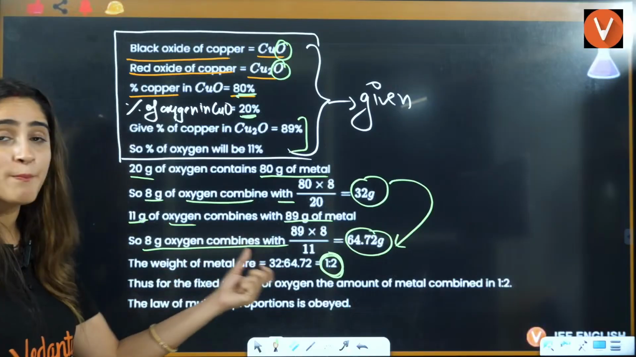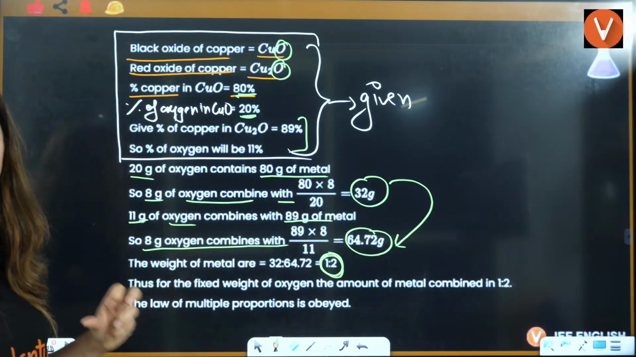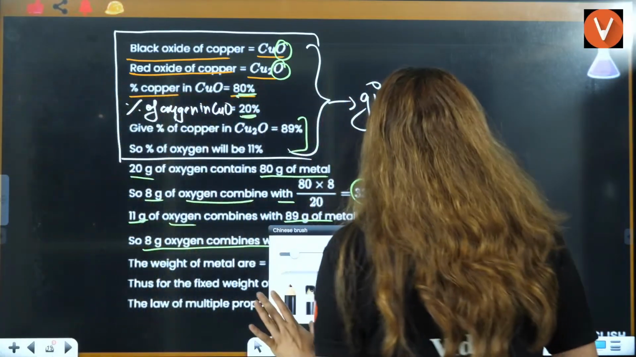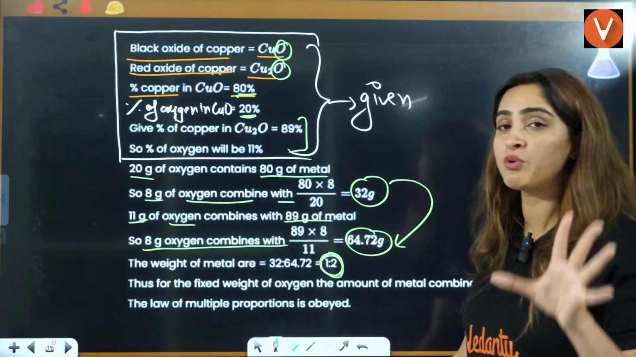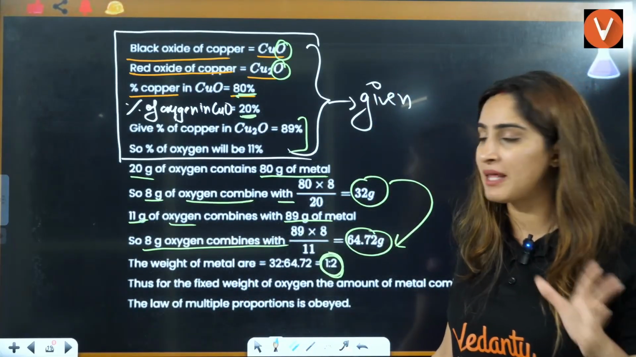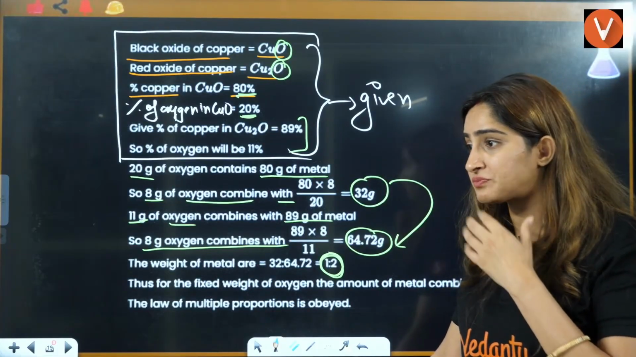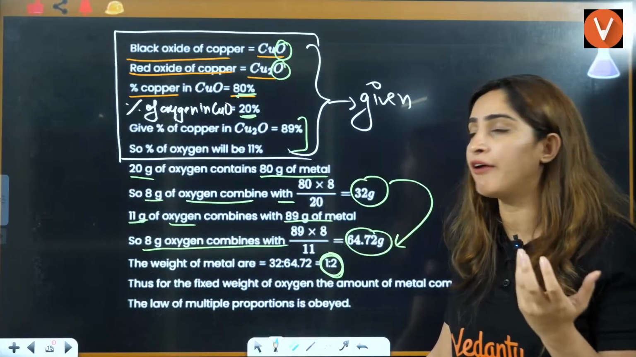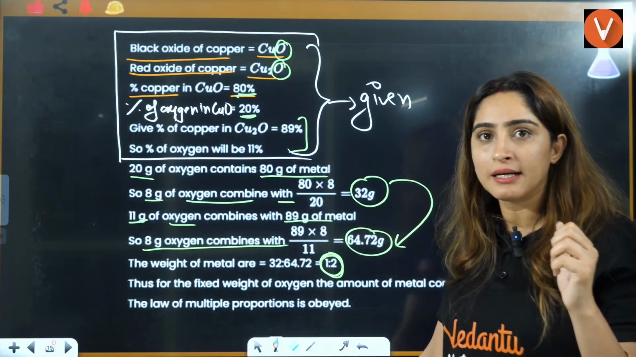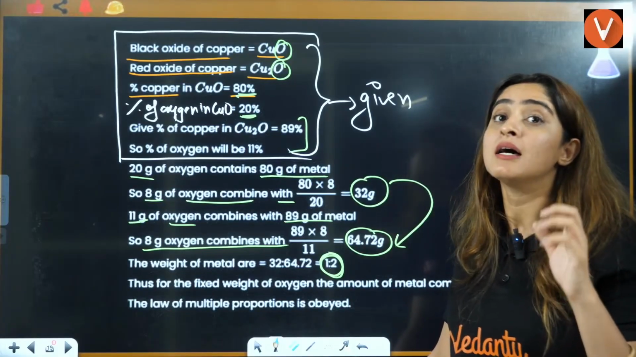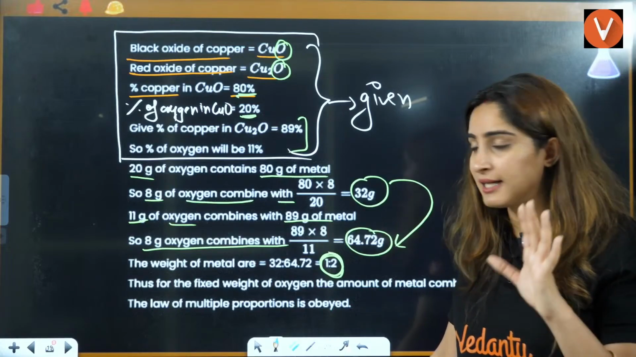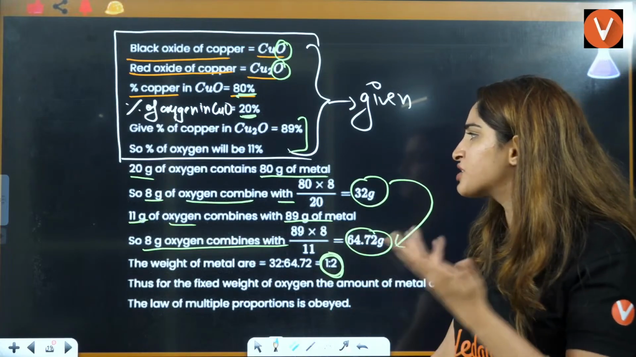This is the simple whole number ratio. That's why this law is obeyed here. So what you need to do is fix one thing, and that's how you can calculate it for the other, right? Now you will ask, ma'am, why have we taken it as 8? Ma'am, why not something else? Something else also you can take, but just to ease the calculation, they have taken 8.